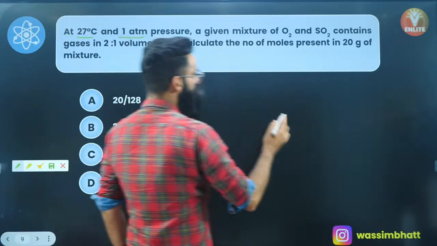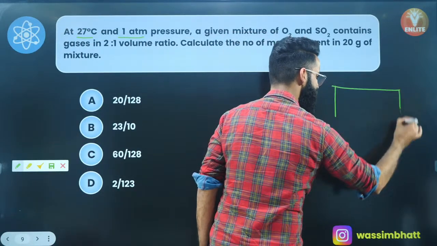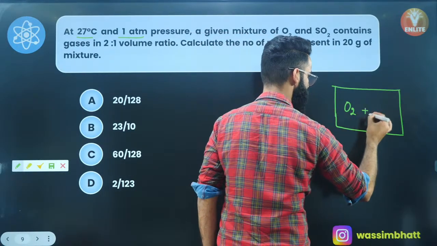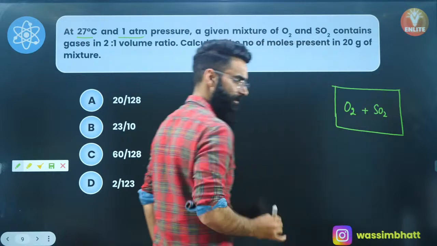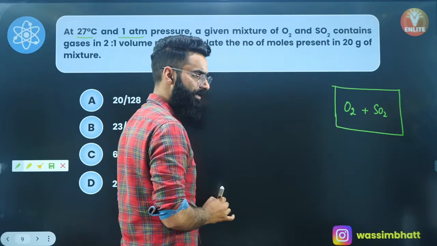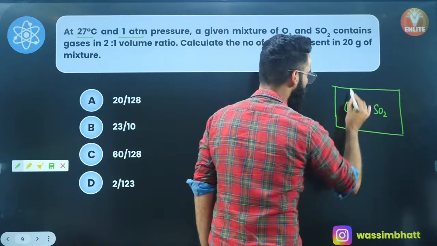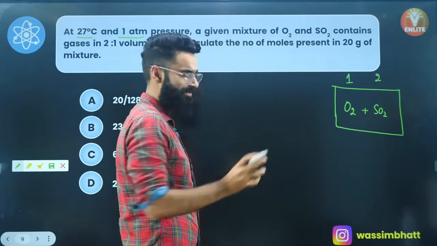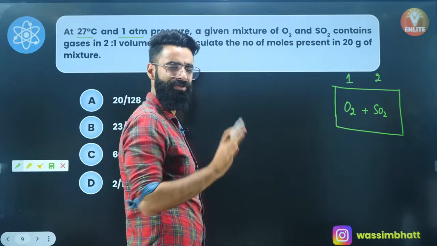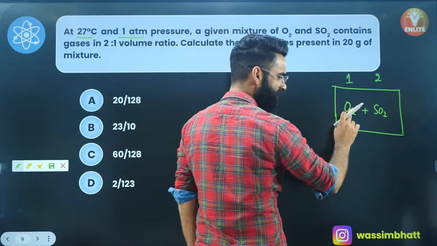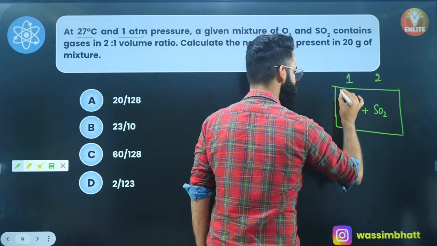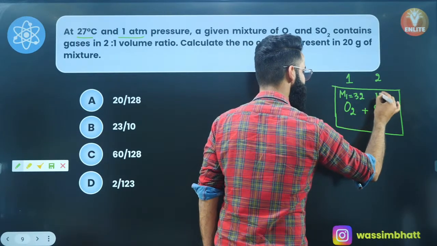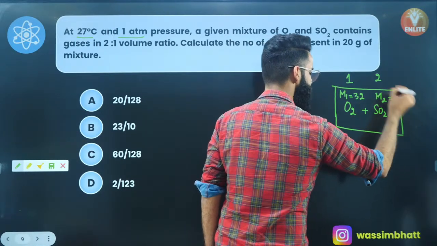Now, in this particular container, we have got two gases. One is O2 gas and one is SO2 gas. Let me call this O2 as gas 1 and this SO2 as gas 2, just to make it simple so that you can understand it properly. If I ask you what is the molar mass of gas 1, you'll say 32 grams per mole. If I ask you what is the molar mass of gas 2, you'll clearly say it's 64 grams per mole, right?